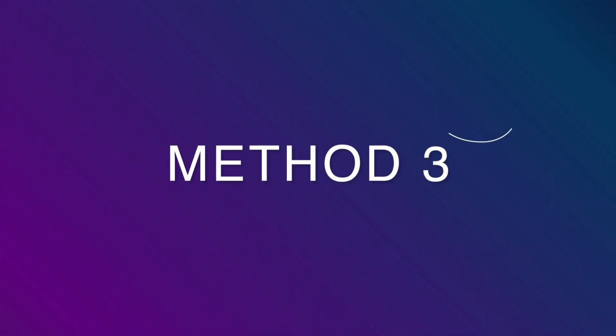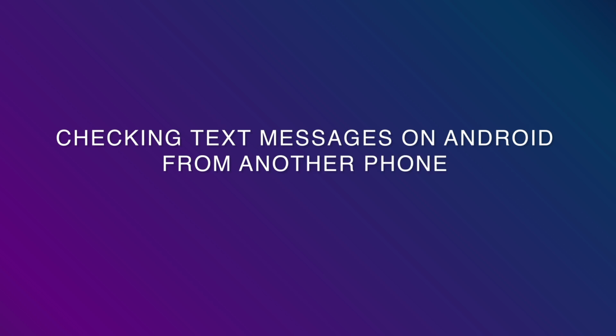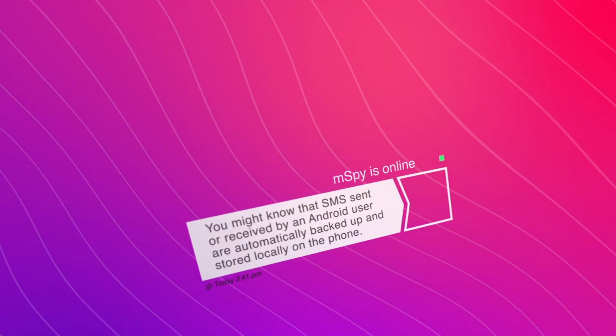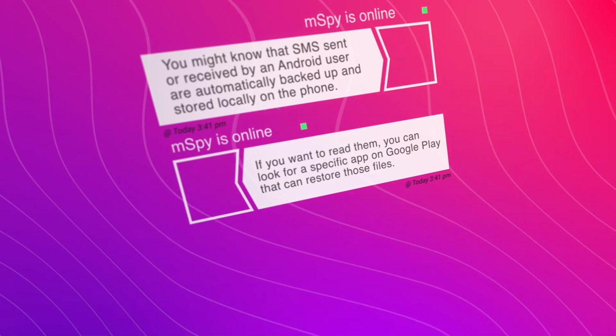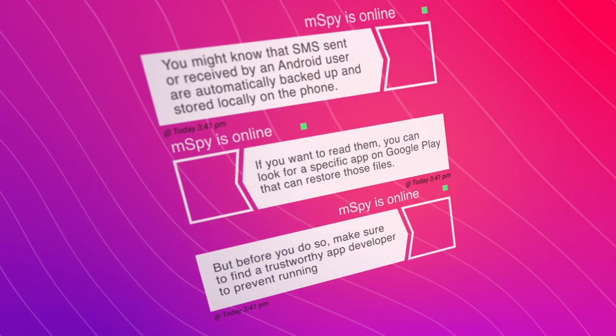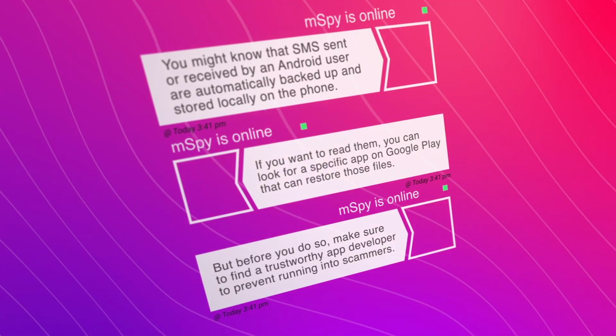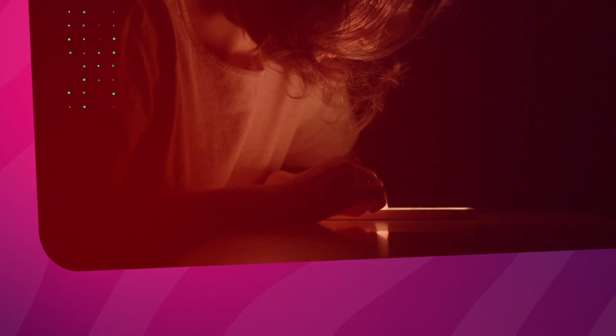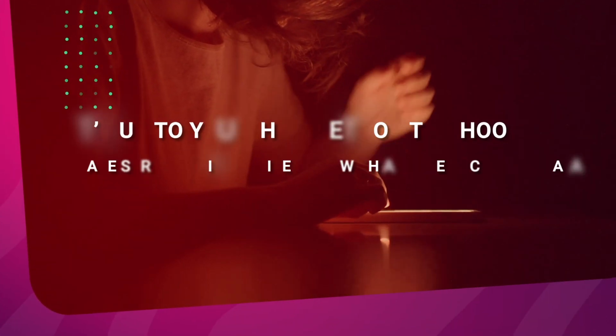Method 3. Checking text messages on Android from another phone. You might know that SMS sent or received by an Android user are automatically backed up and stored locally on the phone. If you want to read them, you can look for a specific app on Google Play that can restore those files. But before you do so, make sure to find a trustworthy app developer to prevent running into scammers. Now you know how to check text from another phone without violating anyone's privacy.